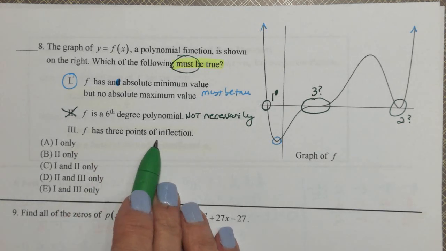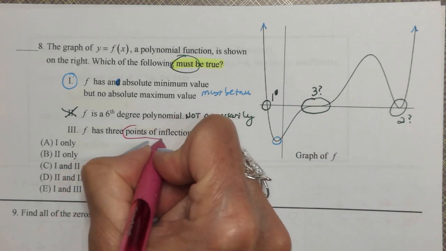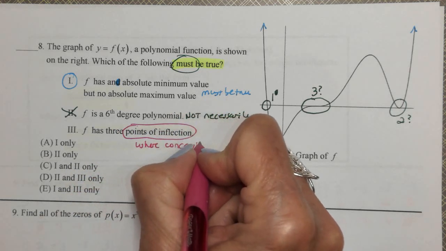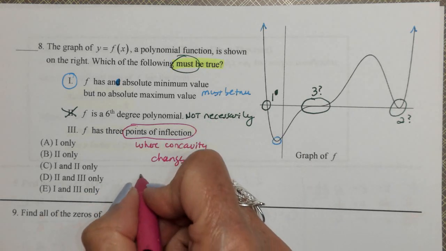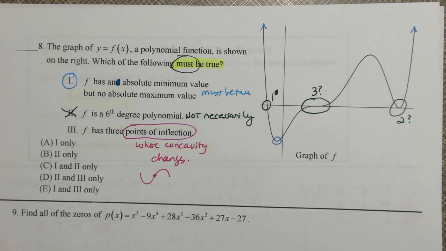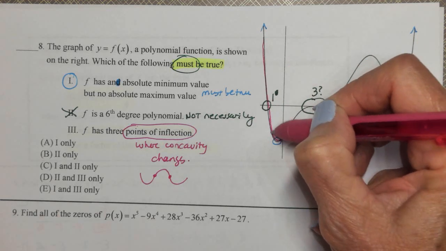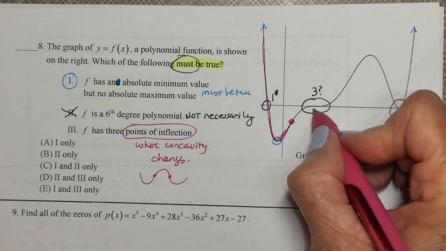Okay, how many points of inflection does this curve have? Points of inflection, remember, that's where concavity changes. So where a smile becomes a frown, that's a point of inflection. Or where a frown becomes a smile, that's a point of inflection. So right here we're concave up. Yeah, we're smiling. But somewhere it becomes concave down. It's a frown there, yeah?